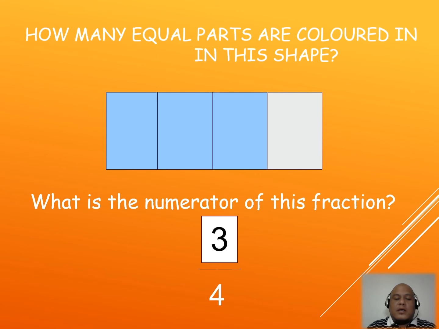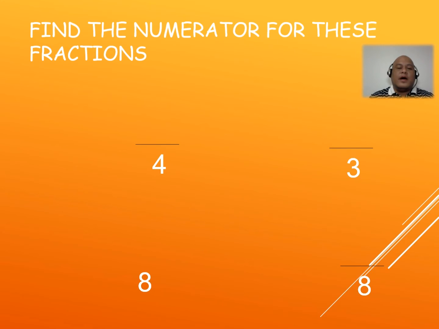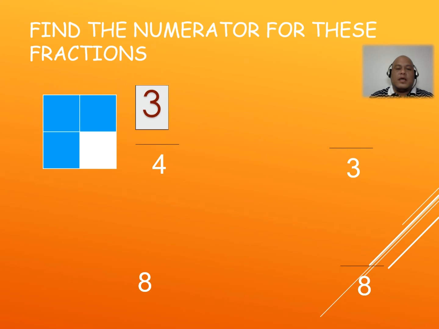3. So we can say 3/4. Let's find the numerator for this fraction. I have here a square. This square is divided into 4 equal parts. I colored 3 parts of this square. So what is the numerator for this fraction? 3. Or we can say 3/4.